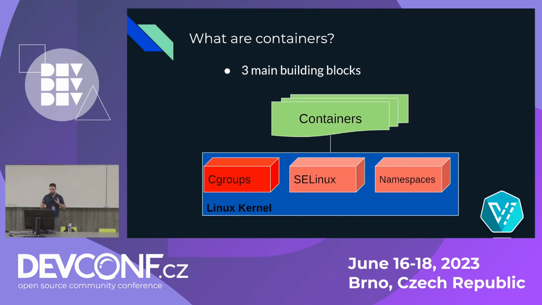So let's talk about these building blocks. The three main building blocks for containers are Cgroups, SELinux, and namespaces. And very briefly speaking, Cgroups is responsible for resource allocation, SELinux for security, and namespaces for isolation. So let's dive into Cgroups for a second.